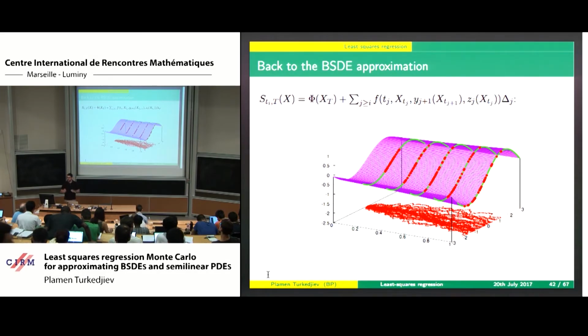So we just went through quite an abstract recount of the least squares regression method. What we're going to do now is go back and put it into the context of BSDEs again. So in the last few slides, what we were trying to do is work out the conditional expectation of a functional S. Now we're going to give form to that functional, and it's going to be the thing that we want to compute the conditional expectation of in order to get our discrete BSDE solution.